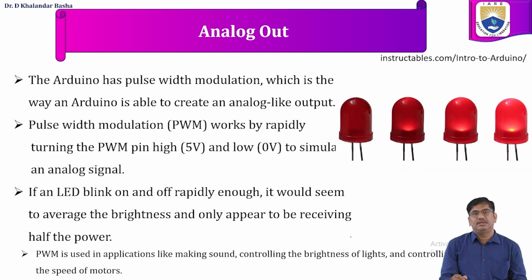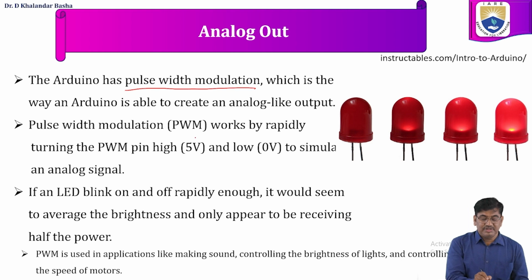Next we will see the analog output. The Arduino has pulse width modulation, which is the way an Arduino is able to create an analog-like output. Pulse width modulation works by rapidly turning the PWM pin high and low to simulate an analog signal. If an LED blinks on and off rapidly enough, it would be seen to average the brightness and only appear to be receiving half of the power.